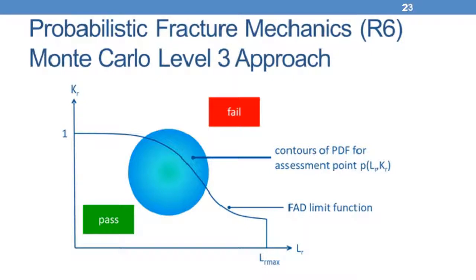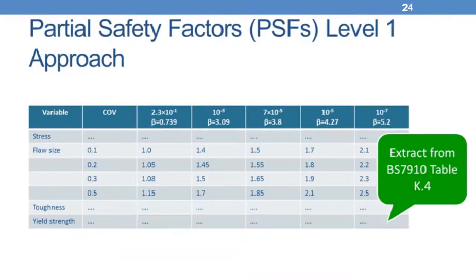So the R6 failure assessment diagram approach works very well with Monte Carlo sampling of input distributions of toughness, defect size and loading to produce a cloud of assessment points on the FAD. This is what's shown by the blue circle there, one point for each individual trial, and the cloud of points is centered on the nominal positions of the input variables. So the failure probability here can be quantified by evaluating the proportion of points that lie outside the FAD limit function compared to the total number of points. And this is a level 3 approach in the hierarchy of techniques that I've just described.